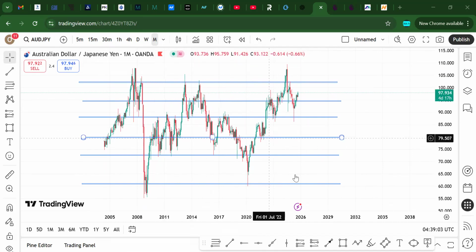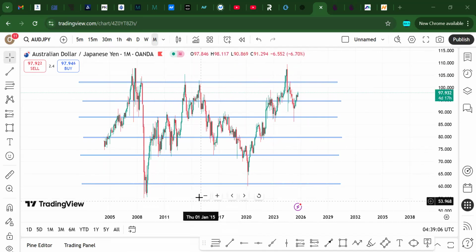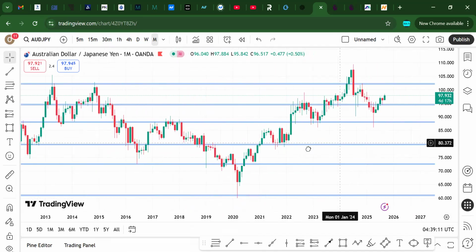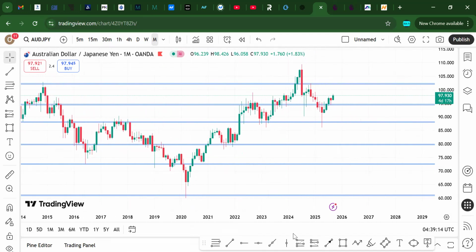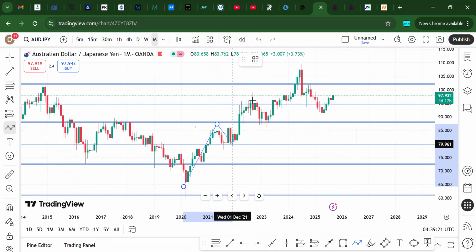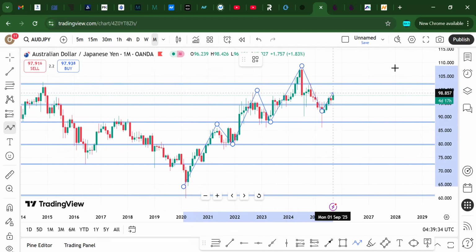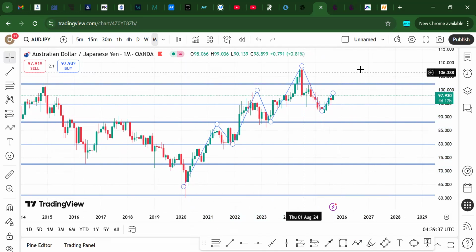So on the monthly time frame, what can we see? For quite some time now, this particular pair has been making a series of higher highs and higher lows. Now, what do I mean? It's made a higher high, a higher low, higher high, higher low, higher high, and then it's retraced downwards to give us a higher low, and currently the market is pushing upwards. So simply put, we can say that the directional bias for AUDJPY is bullish.